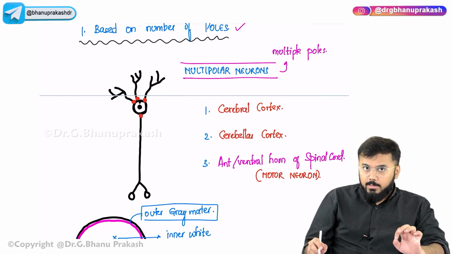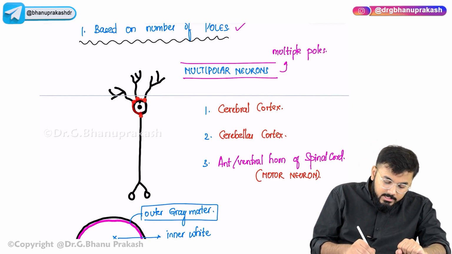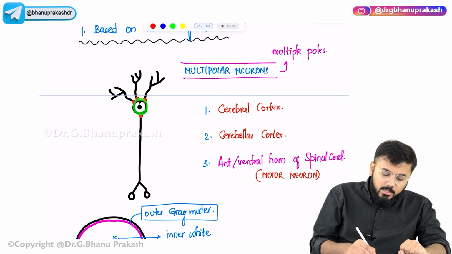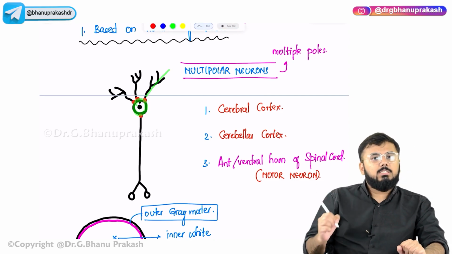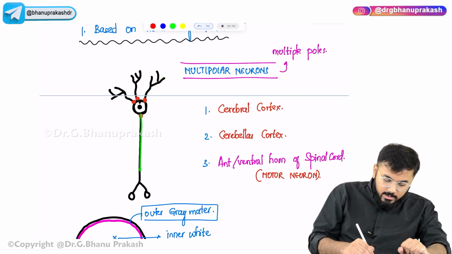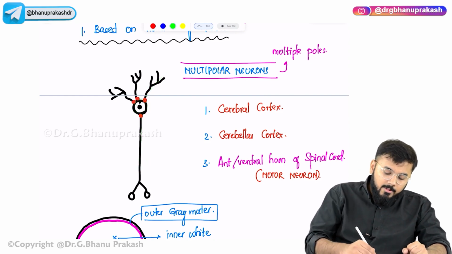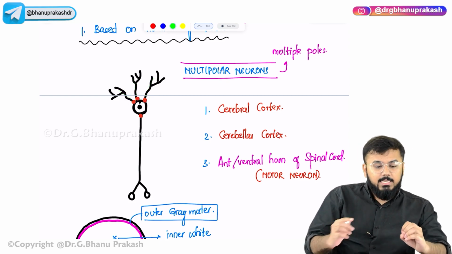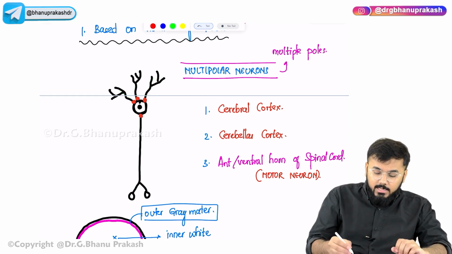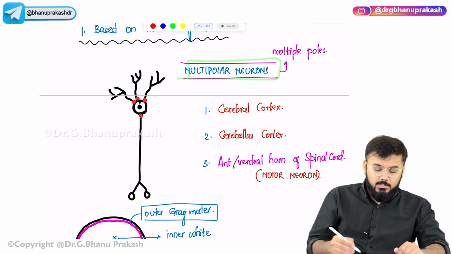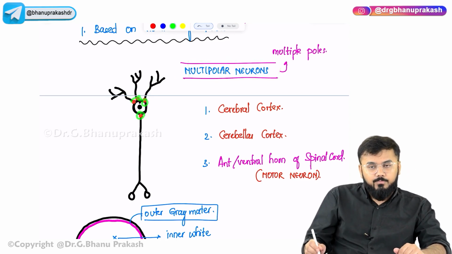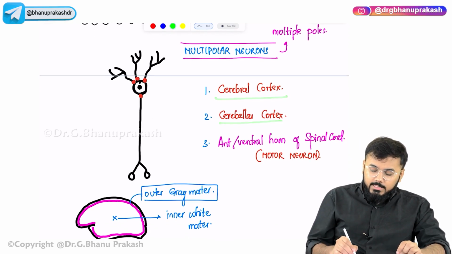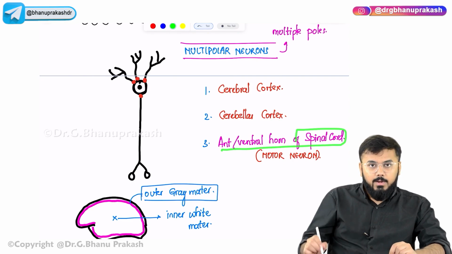Why are you calling it multipolar neurons? Let us say this is a cell body in the center. From this cell body, how many structures are coming out? See, one structure is coming down, you call it the axon. One structure is going up like this, these are called dendrites. So from a single cell body, many outlet points are there. That's why they are called multipolar neurons. It is having multiple poles. Where do you see this? Cerebral cortex, cerebellar cortex, anterior or ventral horn of the spinal cord.